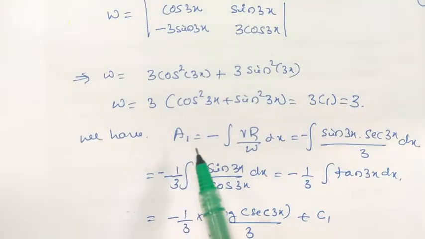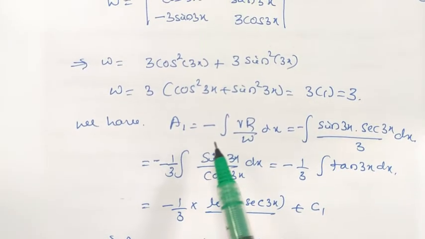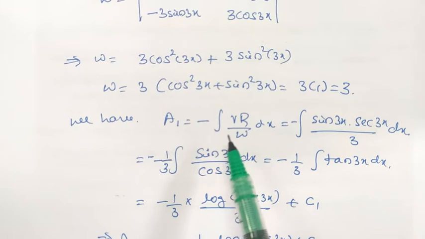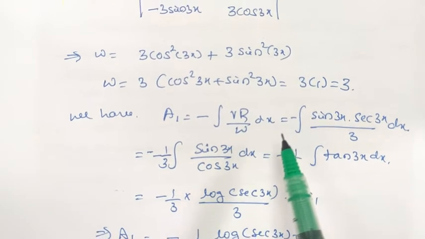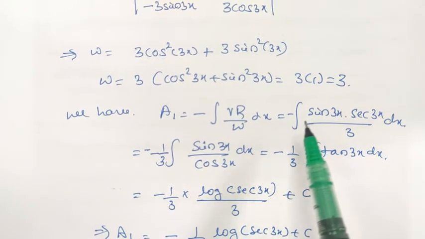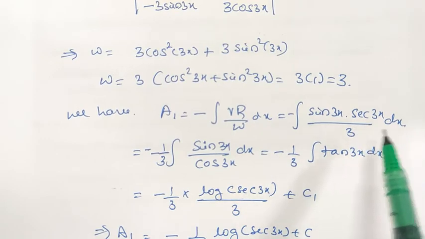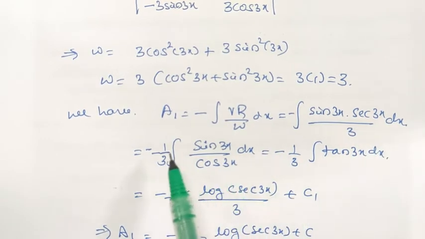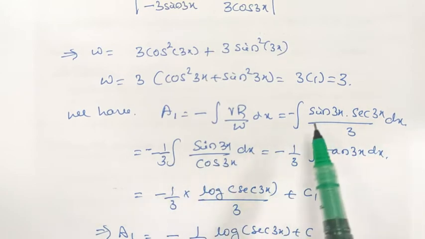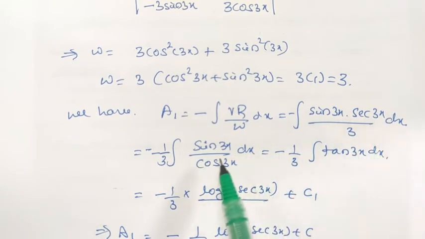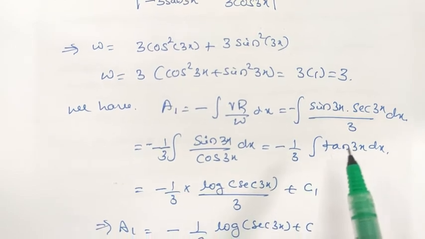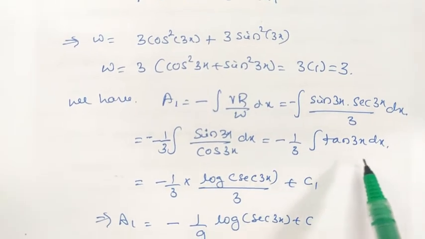Now you have to find a1. a1 is equal to minus integration of v r divided by w dx. It is equal to minus integration of v is sin 3x and r is sec 3x, divided by 3, the w, dx. So it is minus 1 by 3. Sin 3x, sec 3x is 1 by cos 3x. So sin by cos is tan 3x. Minus 1 by 3 into integration of tan 3x dx.